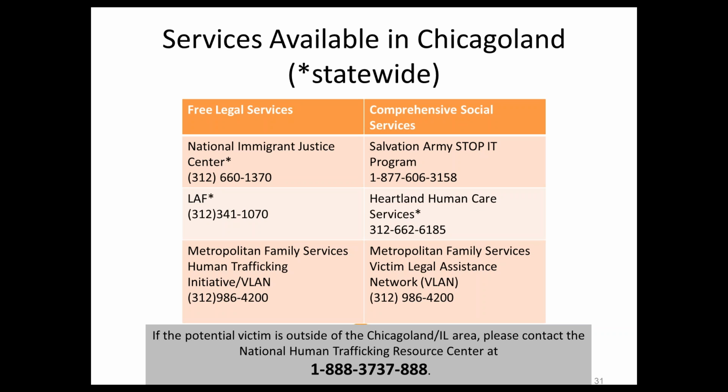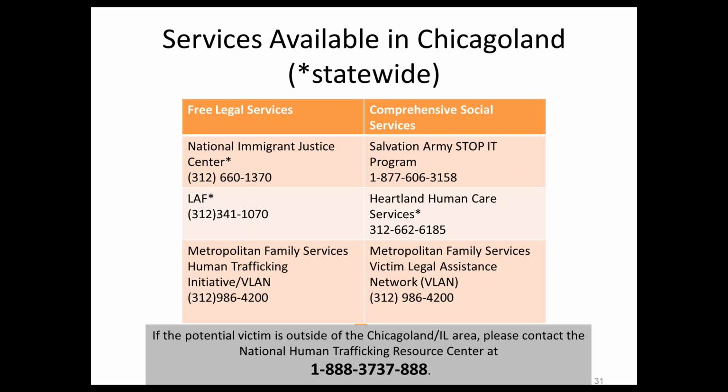Here are some organizations providing free services in Chicago and Illinois to victims of both labor and sex trafficking. For legal services, the National Immigrant Justice Center is available statewide and may be reached at 312-660-1370. LAF is also available statewide and may be reached at 312-341-1070. For comprehensive social services, the Salvation Army Stop It program is available to those located in Cook County and the Northern District and may be reached at 1-877-606-3158.